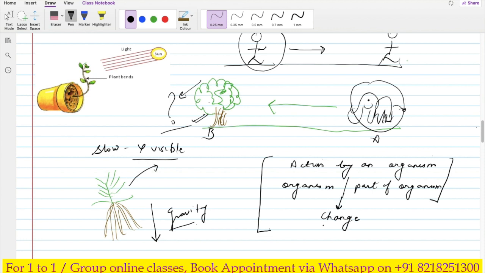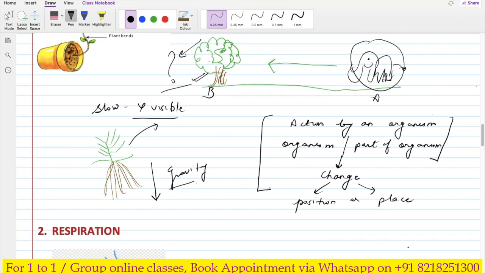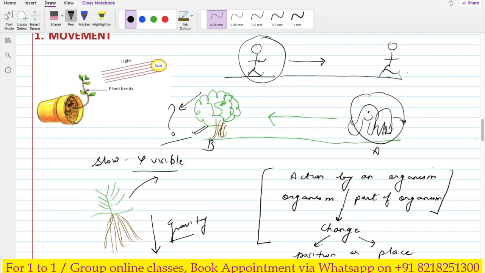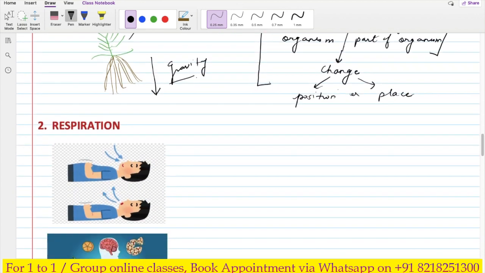What kind of change? They're not changing their dresses. So what kind of change are we talking about? They are showing the change in position. Either they are changing their position or they are changing their place. So this is the definition of movement. No need to cram. This is the action done by an organism, where the whole organism or the part of organism, here you can see in the plant, is changing its position or place. That's it. Let's see what is respiration.